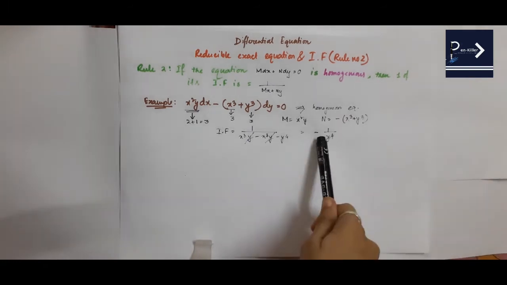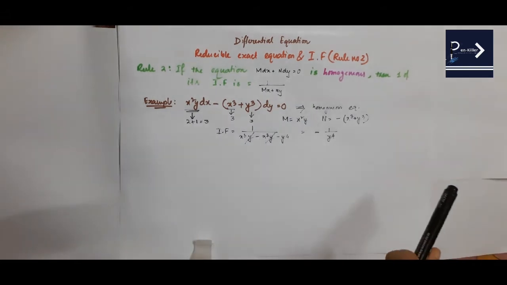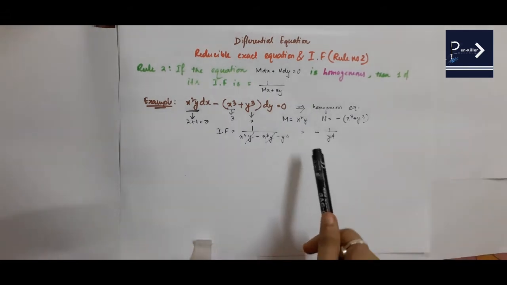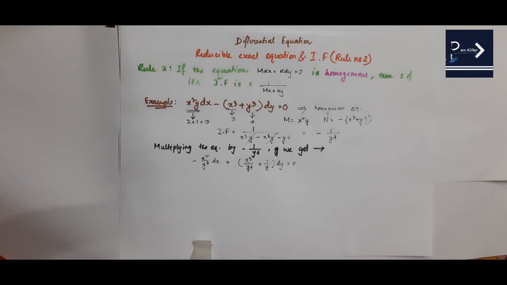Now we have to multiply the IF to the equation to make the differential equation exact. So let's multiply it by the IF, which is minus 1 by y to the power 4. Multiplying the equation by minus 1 by y to the power 4, we get minus x square by y cube dx plus (x cube by y to the power 4 plus 1 by y) dy equal to 0. Now it is an exact equation and we can solve it by the solution we learned in our video number 1, the exact equation and its solution.